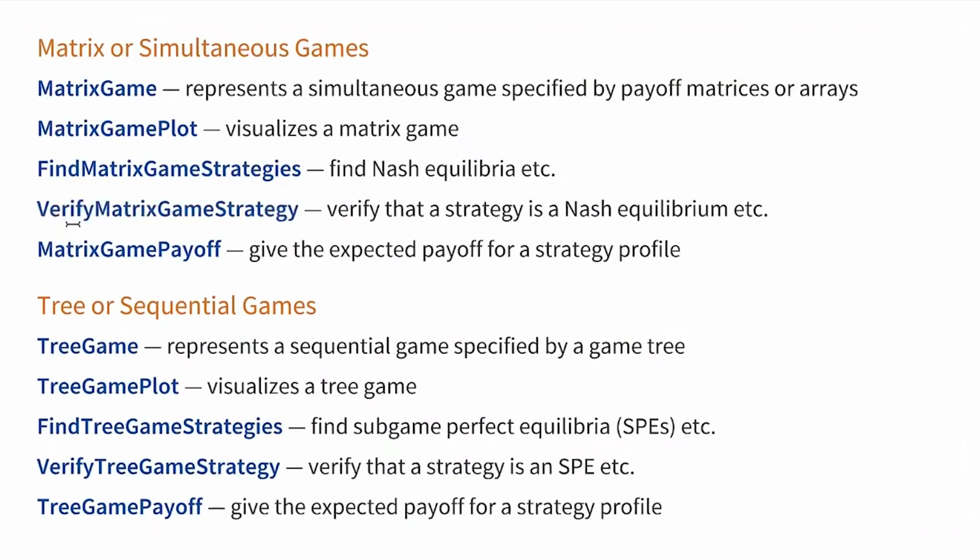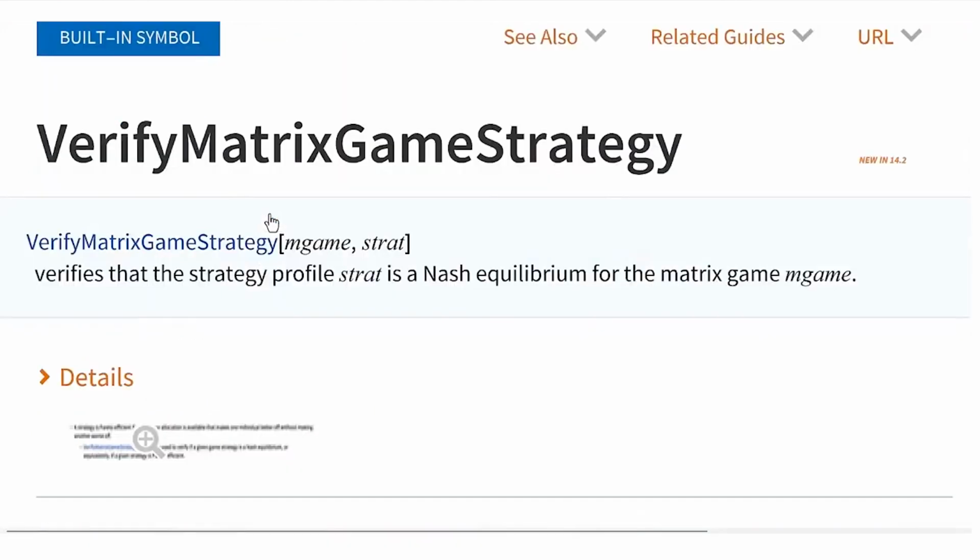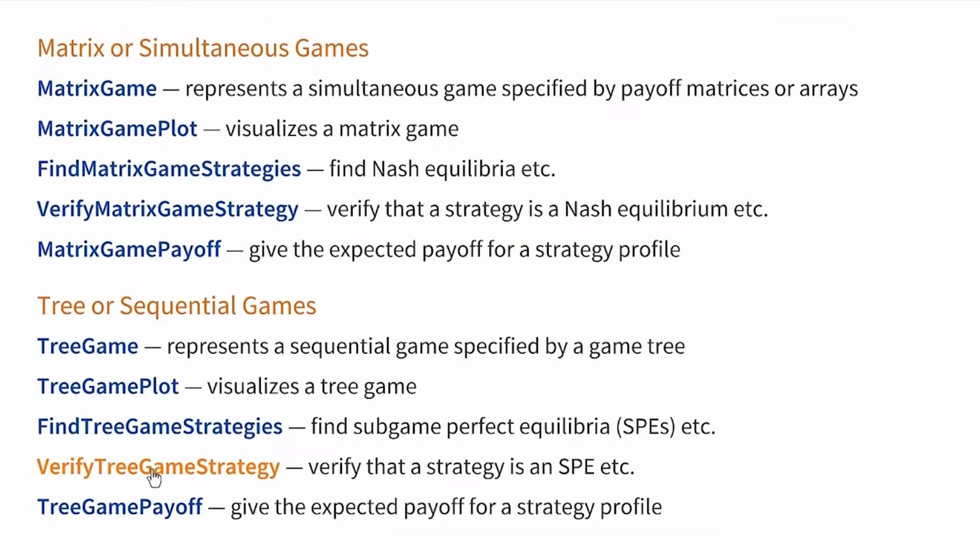Then for each of those functions, we have verify matrix game strategy and verify tree game strategy to verify if any of those strategies are indeed a Nash equilibria. It turns out that this computation is much simpler than the solver, so it's very useful to verify any of those. So it's very useful if you ever want to try to guess optimal strategies, make your own searching algorithm for the Nash equilibrium. Same for verify tree game strategy.